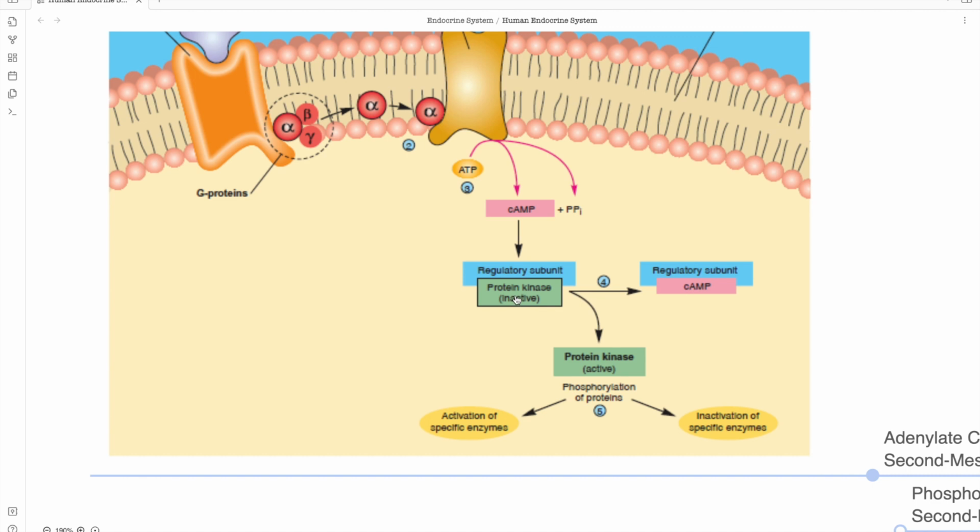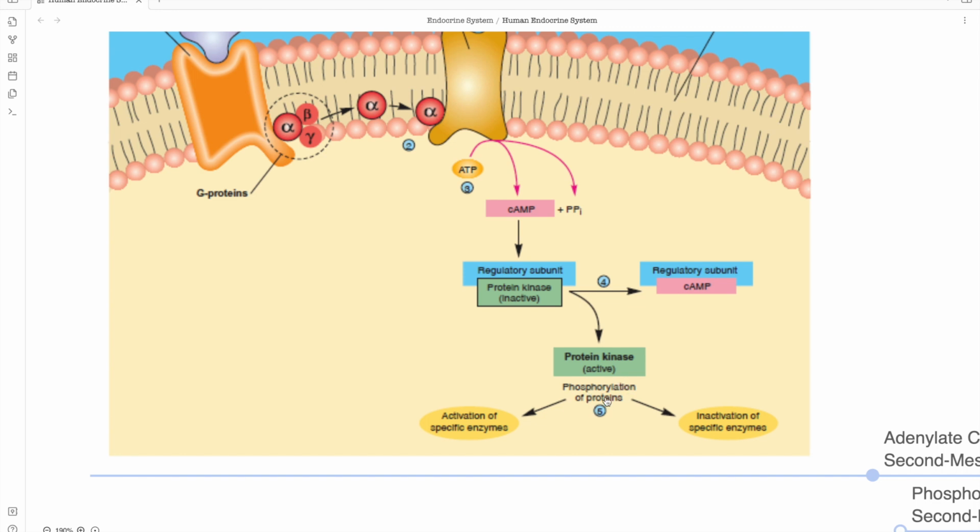Whenever this protein kinase is attached with the regulatory subunit, it is in inactive form. What cAMP does is, cAMP comes and binds with this regulatory subunit and detaches this regulatory subunit from this protein kinase. So this is the regulatory subunit and cAMP complex. This is now detached from this inactive protein kinase. As soon as this regulatory subunit is detached from this protein kinase, this inactive protein kinase becomes an active protein kinase and it can now do its function.